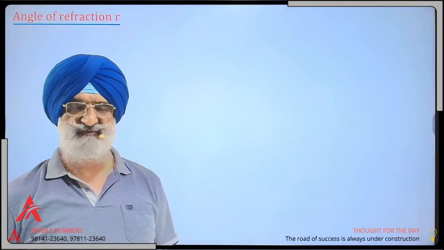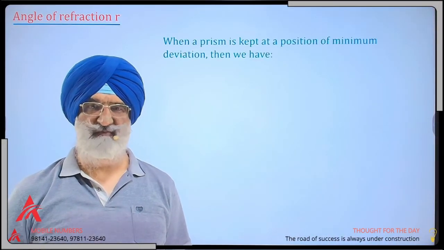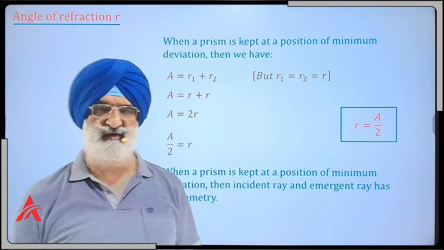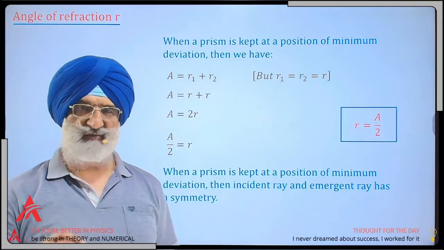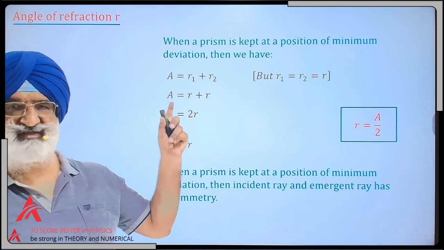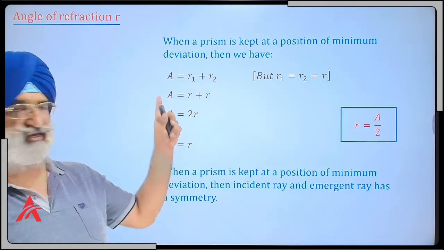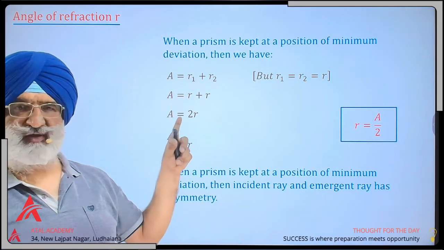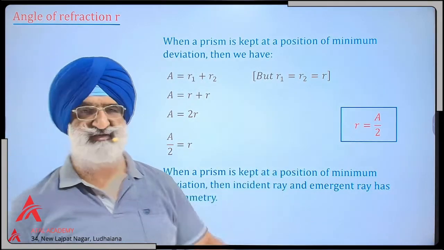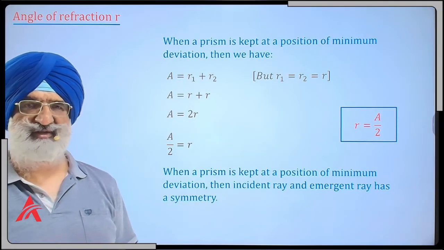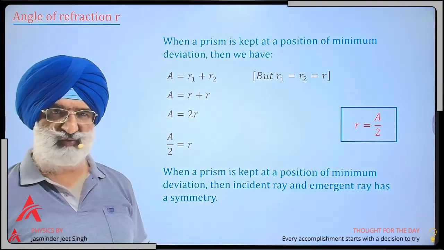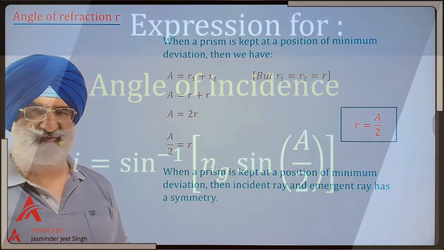When an isosceles prism is kept at a position of minimum deviation, we can calculate the expression for angle of refraction R. The angles of refraction R1 and R2 are both equal, they are equal to R. We have one simple formula, A is equal to R1 plus R2. R1 and R2 are equal, A will become equal to 2R, and R in this case will be A upon 2. That is, the angle of refraction, whether it is R1 or R2, they are both equal to half the angle of prism.